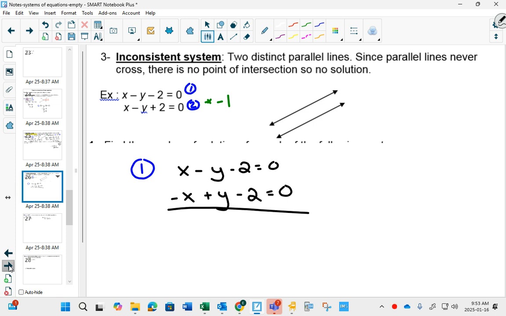And now in front of my x's, I have the same coefficient, but one is positive and one is negative. I can add things together. And x plus negative x is 0. And negative y plus y, well, that also eliminated is 0. And negative 2 plus negative 2 is a negative 4 equals 0. So I get the following. Negative 4 is equal to 0. That is never true.